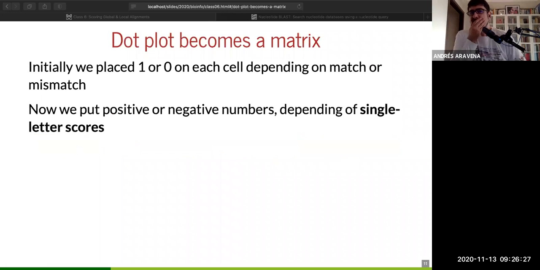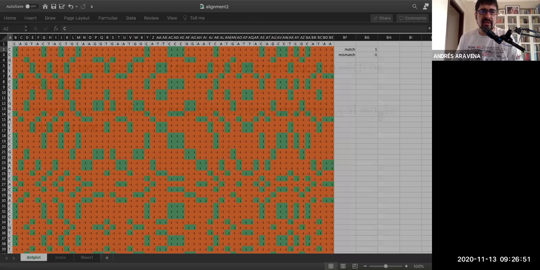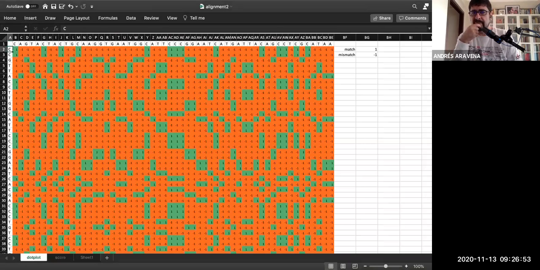So, I didn't make the plot here, unfortunately, but I have something to show you anyway. Instead of placing ones or zeros, now we will put positive and negative numbers. Let me see. I have an Excel. Maybe I have this also in Google. In Google, but let's look at this one.